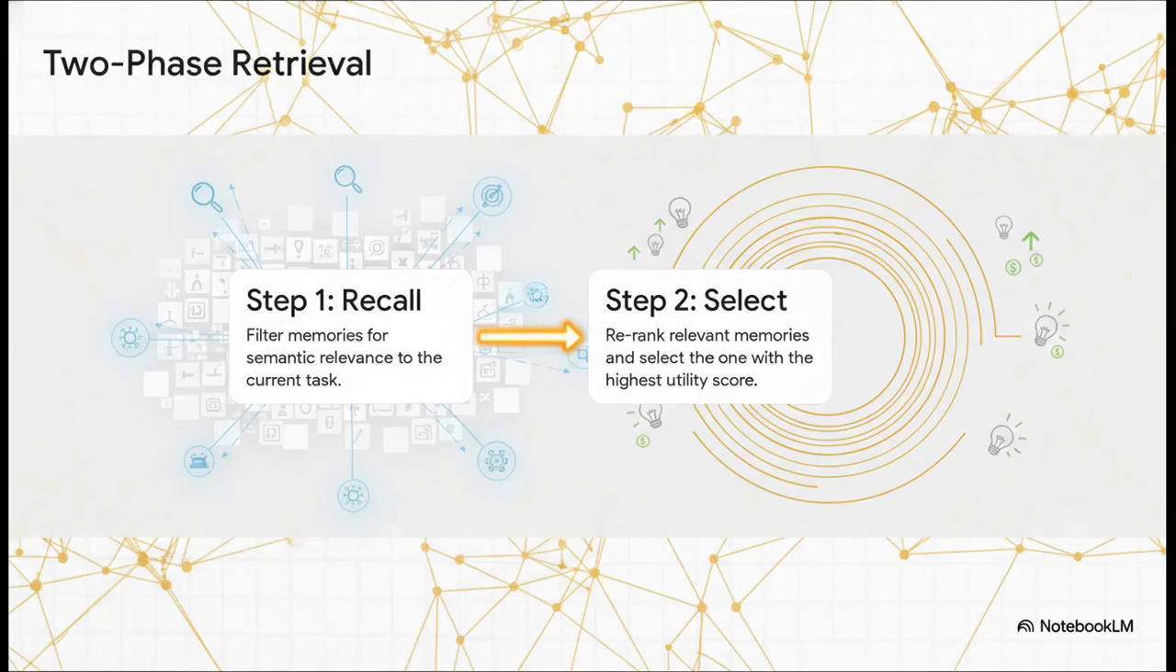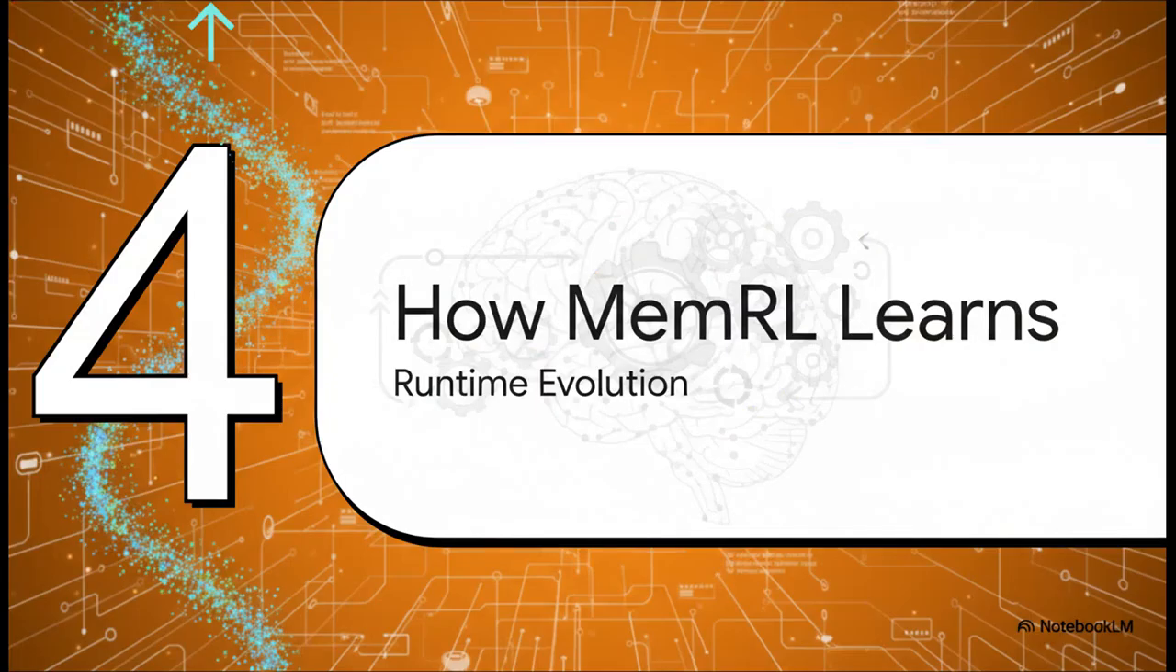So when a new task comes along, the retrieval process is a really clever two-step dance. First, it does a standard semantic search to find all the past experiences that seem relevant. But then, and this is the magic, it re-ranks that list based on the utility score. It doesn't just pick the memory that sounds the most similar, it picks the one that has actually worked the best in the past. It's the difference between blindly copy-pasting from Stack Overflow and using a solution you know has passed code review.